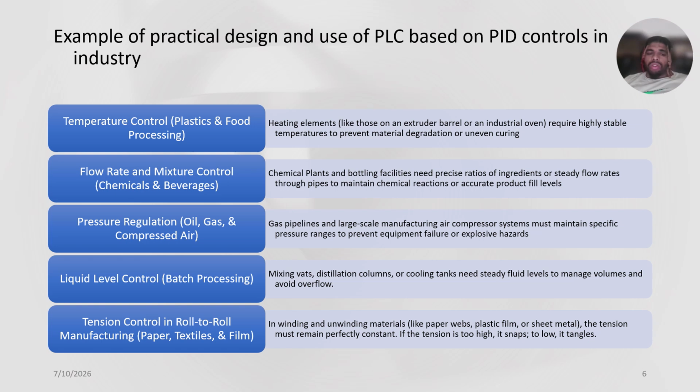Tension control and roll-to-roll manufacturing, like paper, textile, and film. In winding and unwinding materials like paper webs, plastic film, or sheet metal, the tension must remain perfectly constant. If the tension is too high, it snaps. Too low, and it tangles.